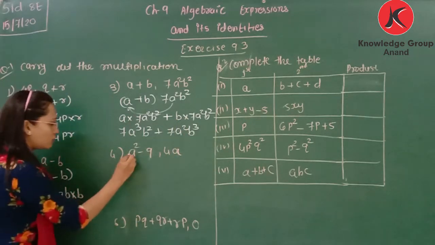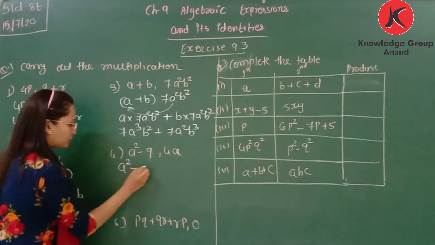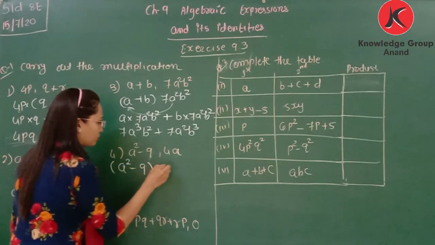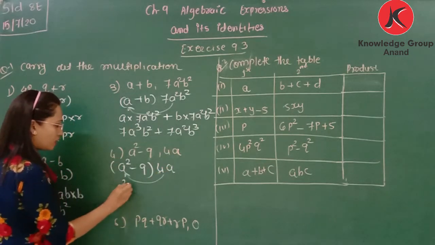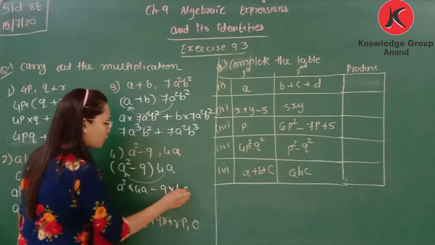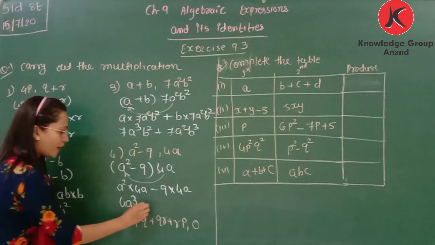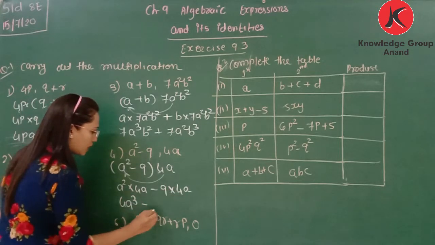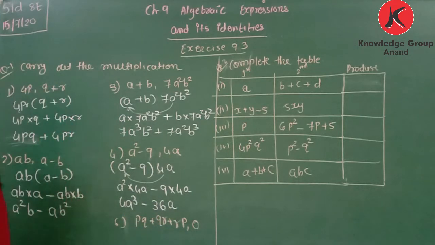Now for the next one, 4a is multiplied with a square minus 9. Now 4a is multiplied with a square, minus 9 is multiplied with 4a. So here 4a cube minus 9 4s are 36a. So this is our answer.